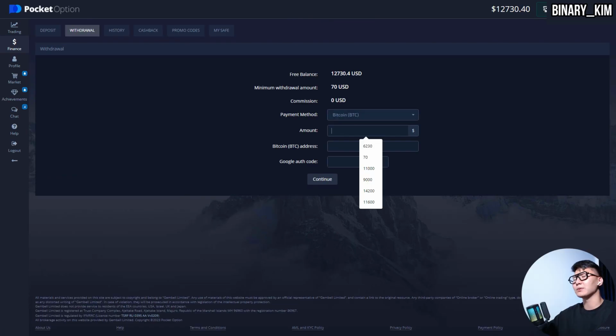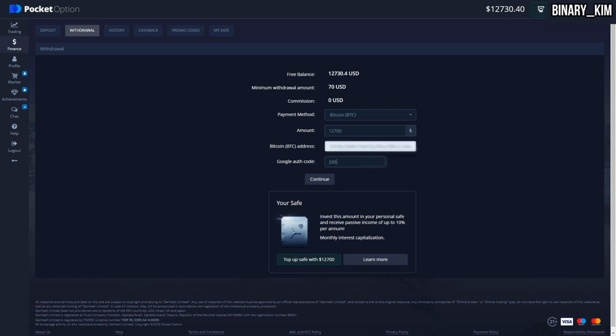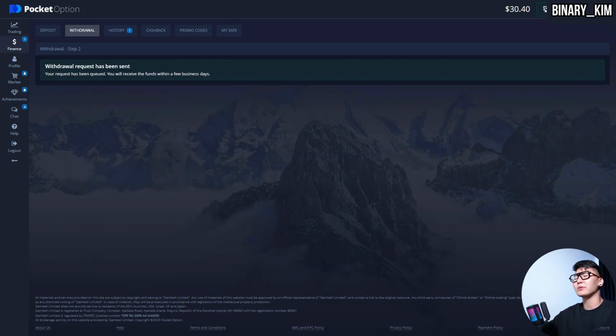I'm gonna withdraw $12,700 to my Bitcoin wallet, and I'm gonna put down the code. And there we go, our transaction is being processed. I'll touch the screen as usual.